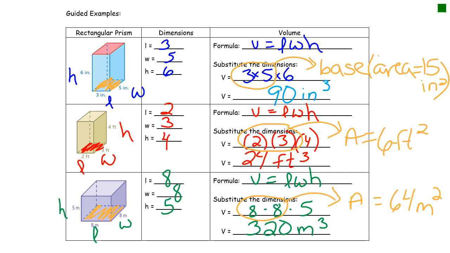So volume is pretty simple. You're literally just multiplying the 3 numbers that make up the 3 dimensions of that shape together, and make sure that you put a cubed symbol or an exponent of a 3 for your units at the end, and that's it. Pretty easy.